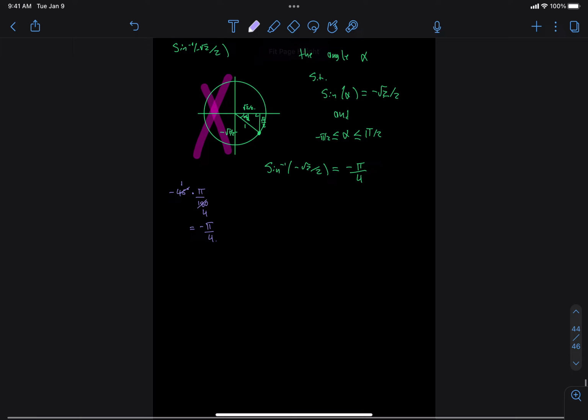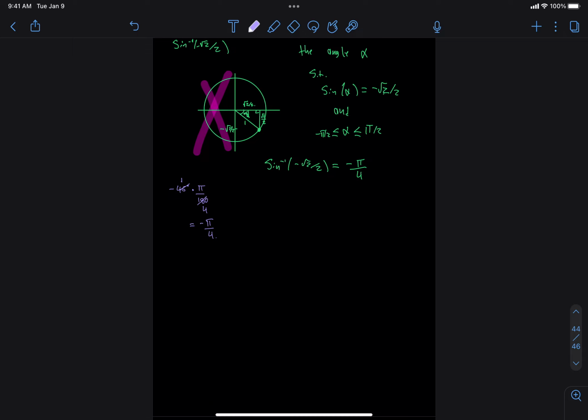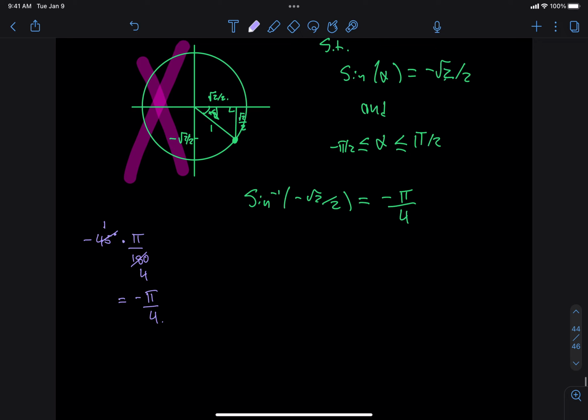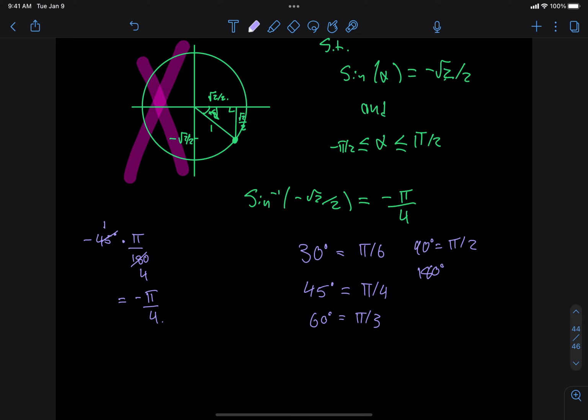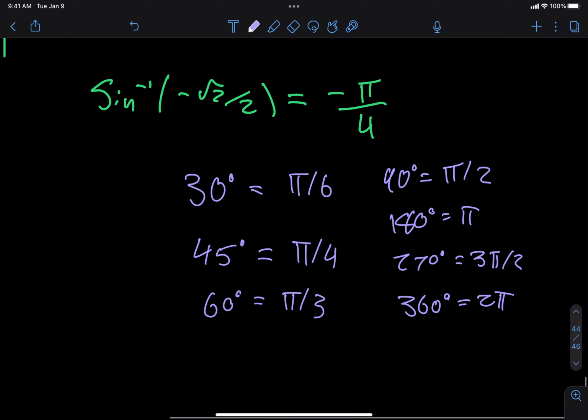So yes, good question. I just converted in my head because once you do trigonometry for a long time, you recognize certain angles for what they are. The ones that are worth memorizing: 30 degrees is pi over 6, 45 degrees is pi over 4, 60 degrees is pi over 3, 90 degrees is pi over 2, 180 degrees is pi, 270 degrees is 3 pi over 2, and 360 degrees is 2 pi. Those are the ones that are worth memorizing.